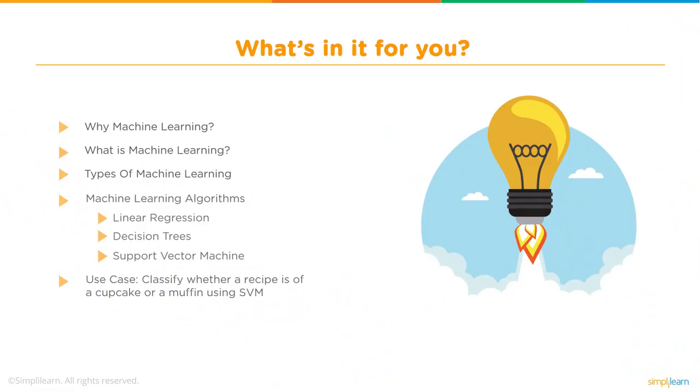What's in it for you today? Well, we'll start off with a brief explanation of why machine learning and what is machine learning. And then we'll get into a few of the types of machine learning: machine learning algorithms, linear regression, decision trees, support vector machine, and finally we'll do a use case where we're going to classify whether a recipe is of a cupcake or a muffin using the SVM, or the support vector machine. Sounds like a delicious way to explore machine learning.